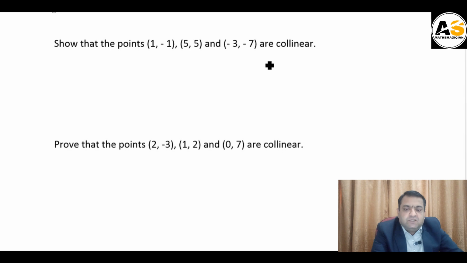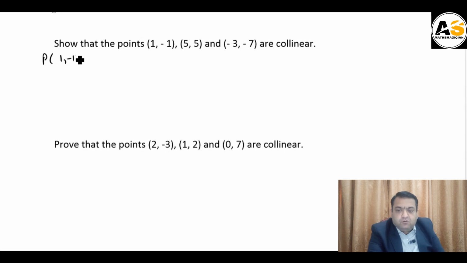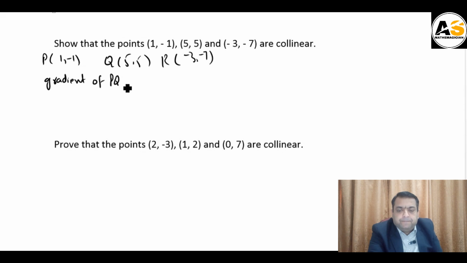I am solving another question. We have to show that these 3 points are collinear. The first point P is equal to (1, -1). Second point Q is equal to (5, 5). Third point R is equal to (-3, -7). Gradient of PQ, I will call it M1, and gradient of QR, I will call it M2.